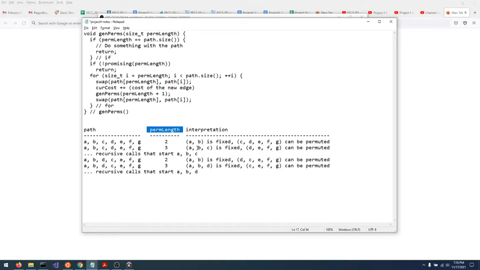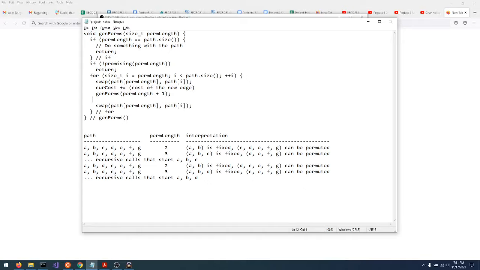So then I make a recursive call where A, B, C is fixed. And when that recursive call is done, think of it in terms of preconditions, postconditions. Before the recursive call, there was only one edge in the total cost, or current cost. After the recursive call, I've got to subtract it. Current cost minus equals the cost of that same edge. That's how I get a running total.